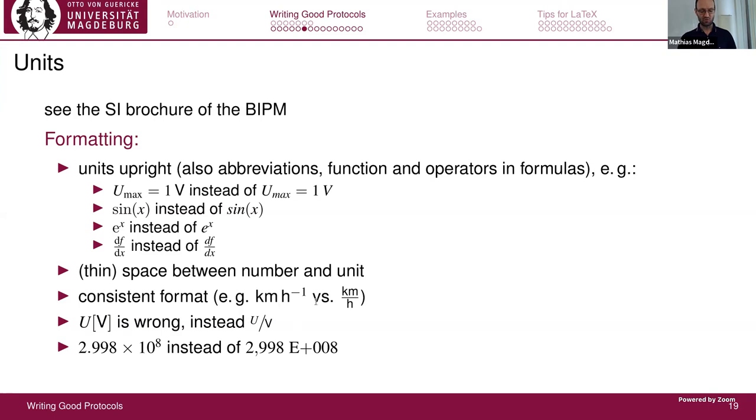And then if you write longer documents, of course, it's good to have a consistent format. So don't sometimes write kilometers per hour like this, and in the next sentence write kilometers per hour like this. Decide on one of these formats. And don't give units in square brackets. This is also sometimes what you see in books, but it's bad style. Rather say the unit is given in volt or is divided by volt, because this is from a mathematical point of view more correct. And use a good number format, for example, with this power of 10 here, and don't use the direct output that you get from MATLAB or Octave or Python.